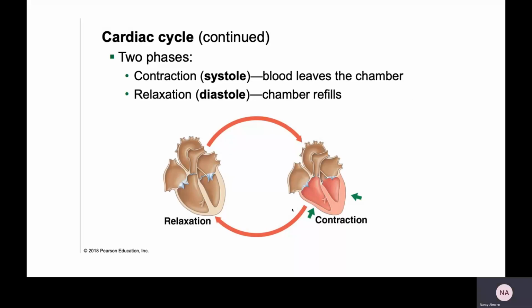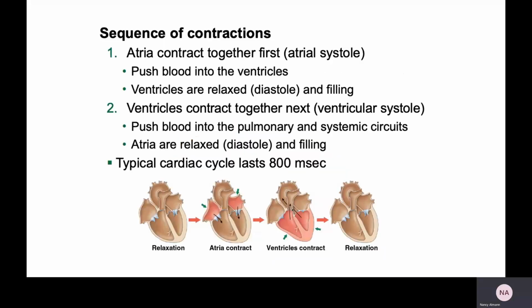We already have this, just an image saying the exact same thing. And we've already talked about this. Atria contract together first, push blood into the ventricles. The ventricles are relaxed in diastole and filling. Ventricles will then contract together, which means blood is going to be moved into the pulmonary or systemic circuits. And while that is happening, the atria are in diastole, relaxed and filling.